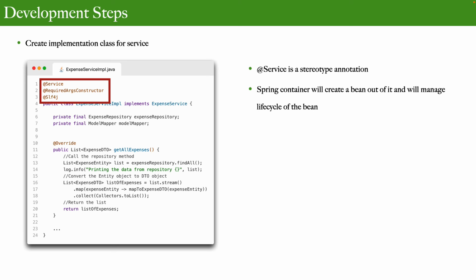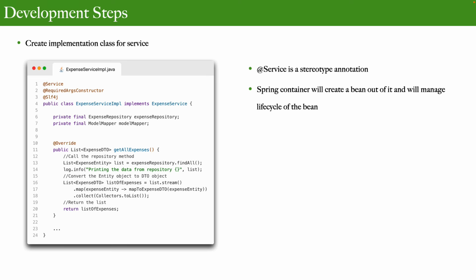The service annotation is a stereotype annotation. The Spring container will create a bean out of it, and it is going to manage the lifecycle of this ExpenseServiceImplementation bean. We will be injecting the dependencies, the ExpenseRepository and the ModelMapper. We need ModelMapper to copy values from one object to another object. That is why we have injected the ModelMapper as well.